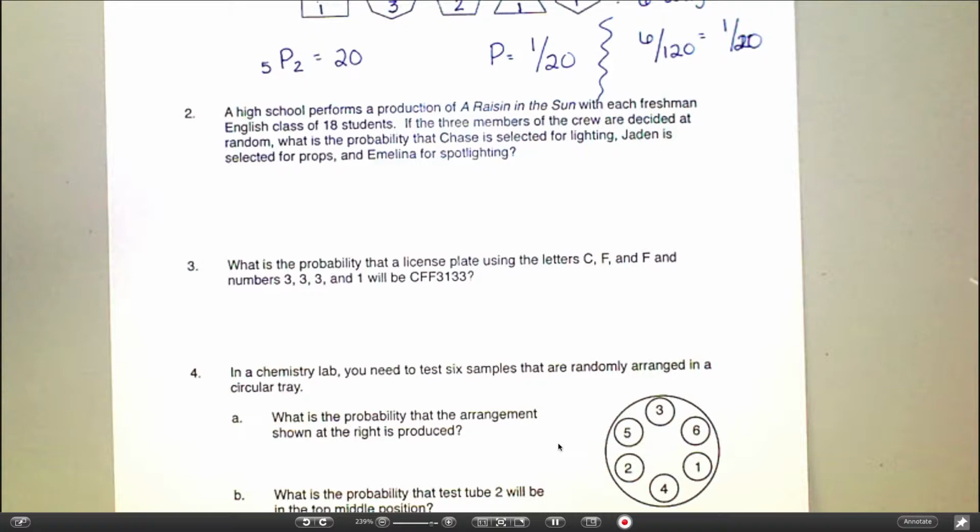When I say order matters, that's sort of an oversimplification, because it's not always necessarily order that matters. What I'm really asking is, if I choose these 3 students and arrange them in a different way, would that count as a different arrangement? I want to choose Chase specifically for lighting, Jaden specifically for props, and Emelina specifically for spotlighting. If I chose those 3 students but gave them different jobs, is that okay? No. So that's why this would be a permutation.